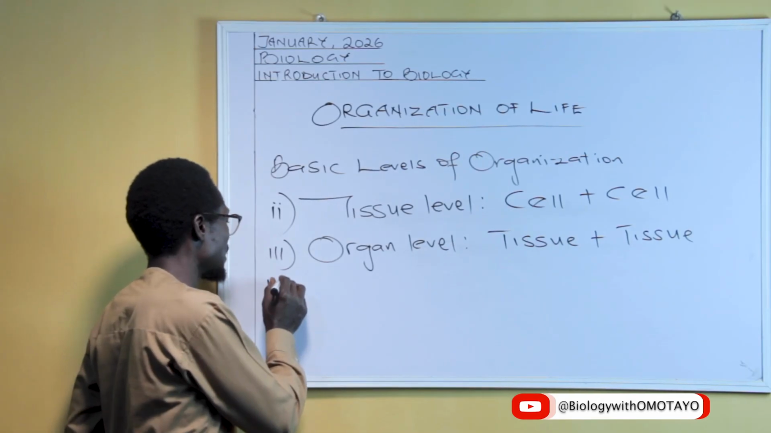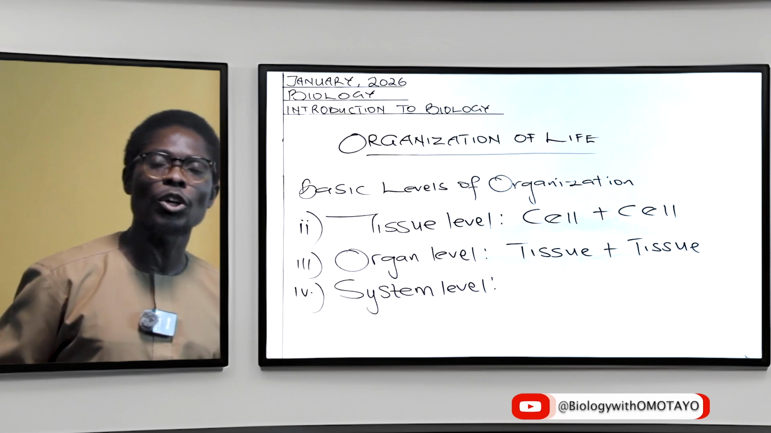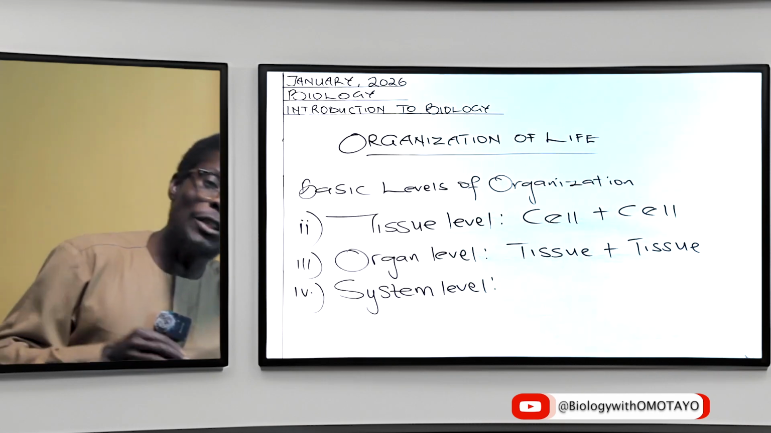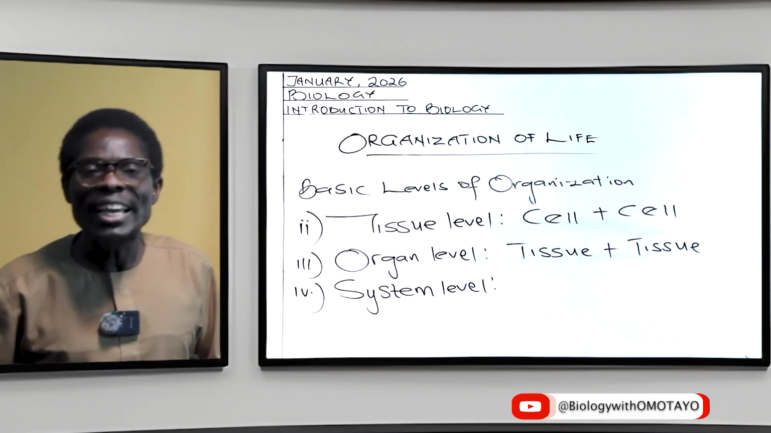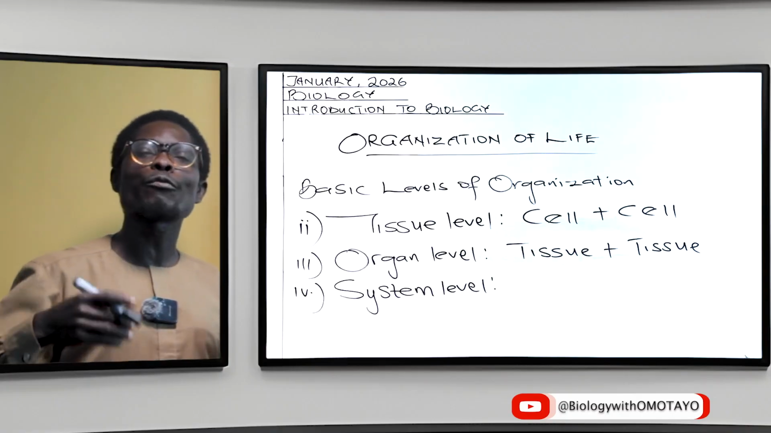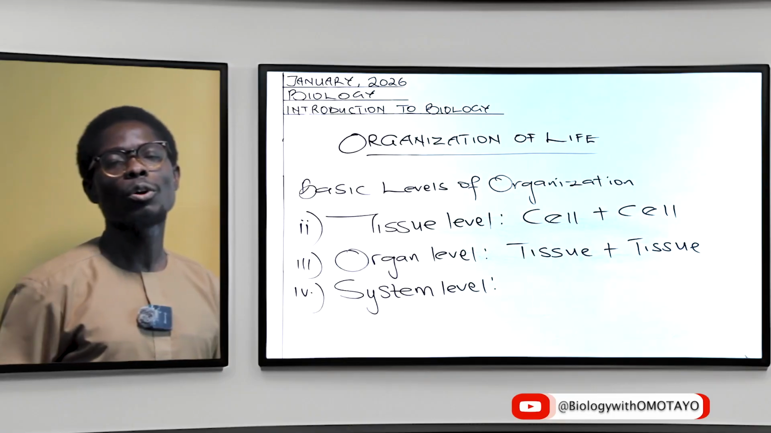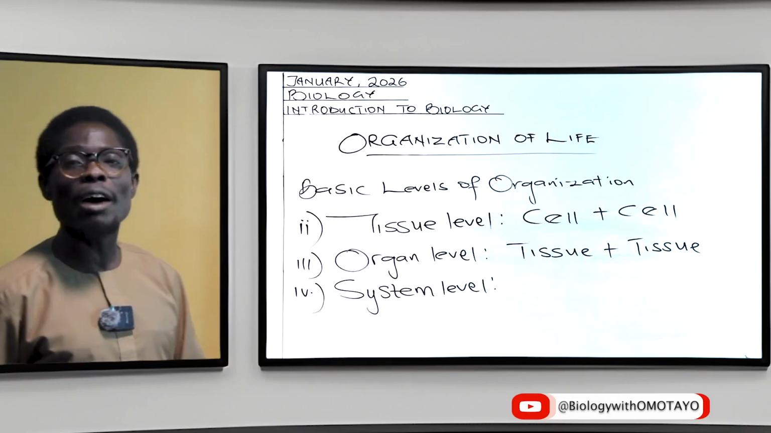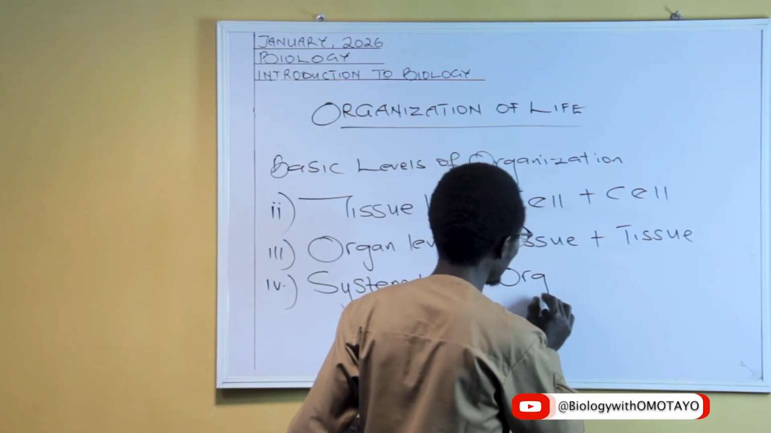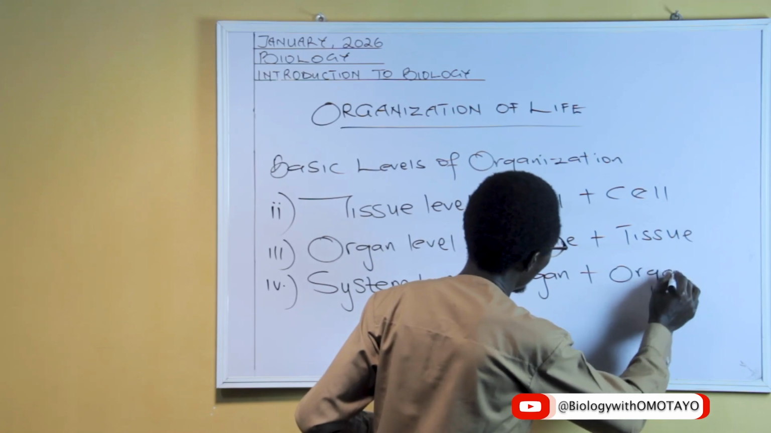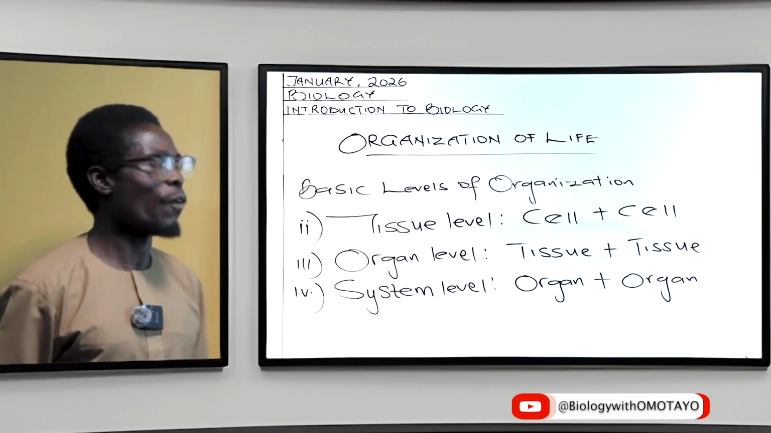Next, we'll be looking at the system level of organization. The system level of organization simply involves the coming together of organs to work and ensure achieving a given purpose. Coming together of two or more organs to ensure the performance of a given function, which simply means that the system level of organization can as well be defined as the coming together of organ and organ to ensure a working together to perform a given function.